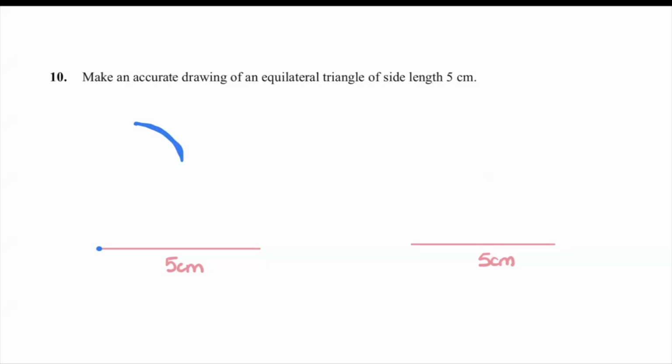I would then move the point to the other end, and what's critical here is no movement happens on the arms of that compass during this whole process. And when I do my other arc, they will cross. If they don't cross, something has gone wrong, some sort of movement has taken place. The crossing point is where both parts are exactly 5 centimeters.